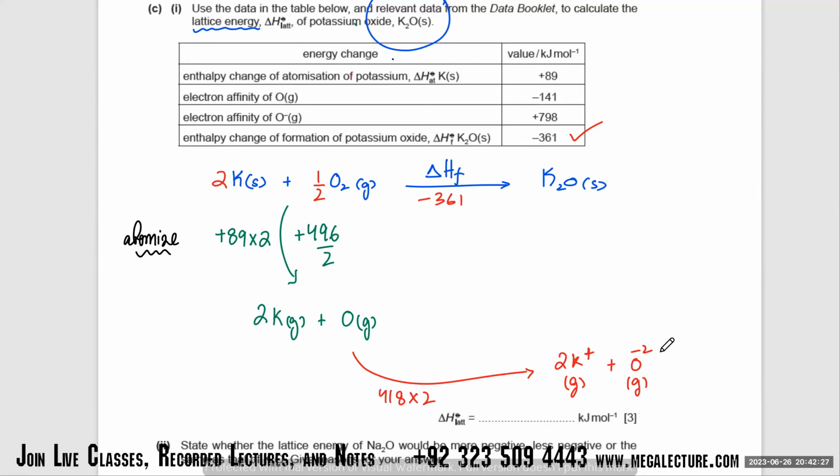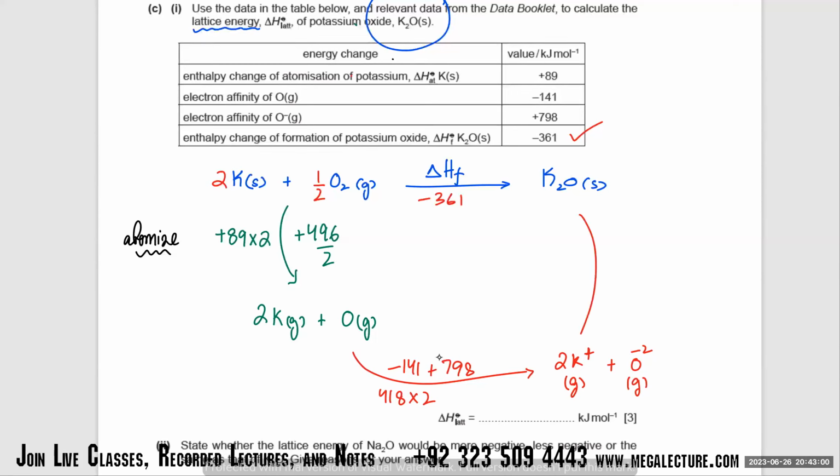Oxygen needs to be turned into oxygen -2. For that, you need electron affinity. That's given over here. Electron affinity of oxygen is -141. And then oxygen has to gain the second electron. That's the electron affinity of oxygen -1. That's +798. Okay, so this just means that the first electron was gained by oxygen, then it became -1, then the electron was gained by oxygen -1, then it became oxygen -2 eventually. So these values are given.